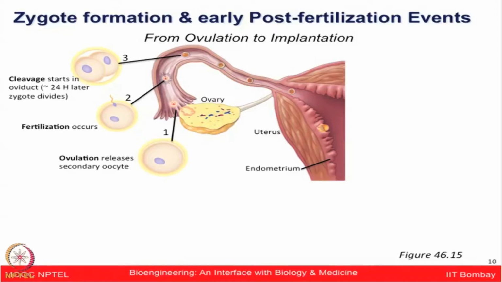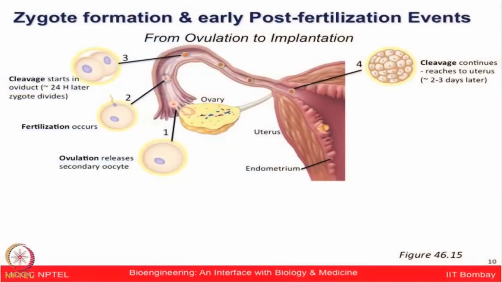Now within 2 to 3 days' time, it is trying to reach the endometrial layer so that it can make a place for itself where it can start getting all the nutrition required for further embryonic development. So after almost 7 days, it reaches the endometrial wall of the uterine layers and then implants into the endometrium, which is known as blastocyst.